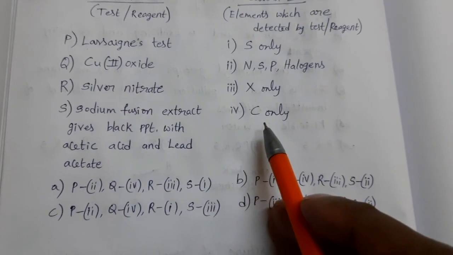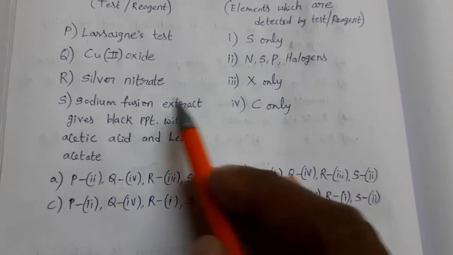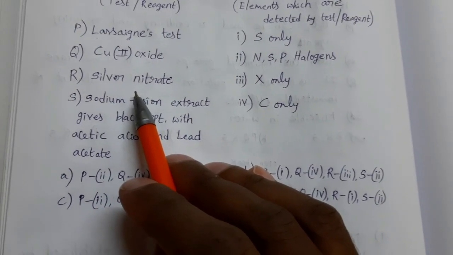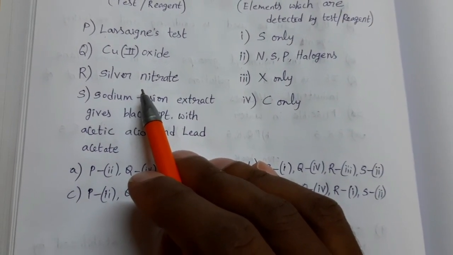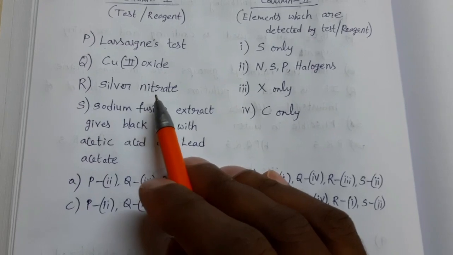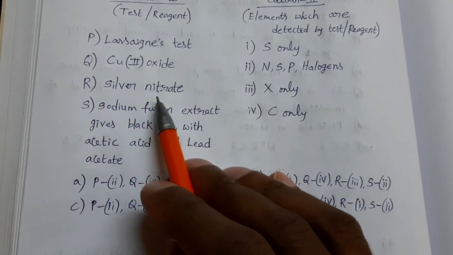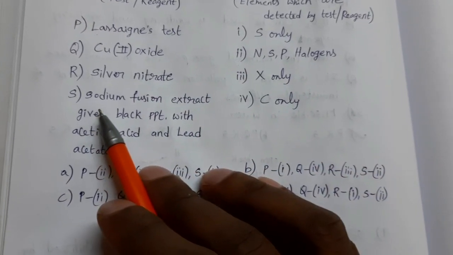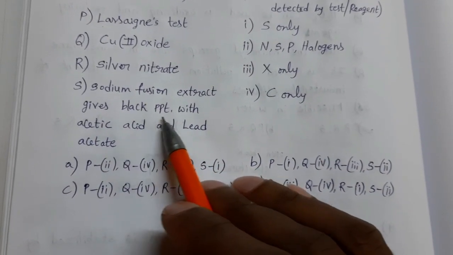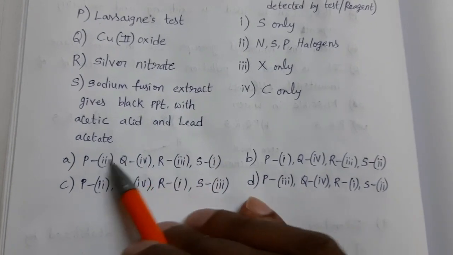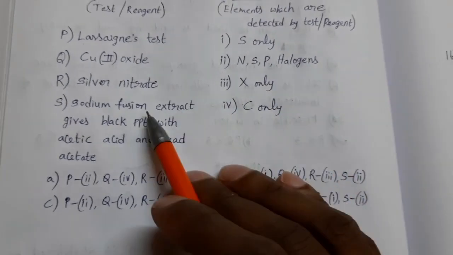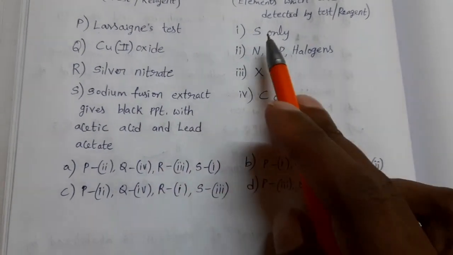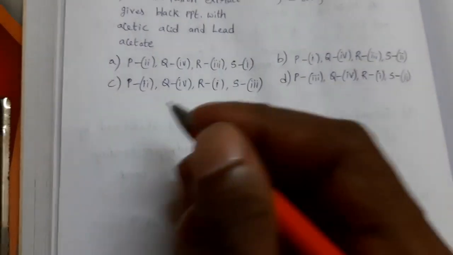This side carbon is given, so Q4. Silver nitrate is used for the detection of halogens: chlorine, bromine, iodine present in the given compound. Then we can identify them by using silver nitrate. So R3. Next, sodium fusion extract gives a black precipitate with acetic acid and lead acetate. That means sulfur is present in the given compound. Then yes, 1.